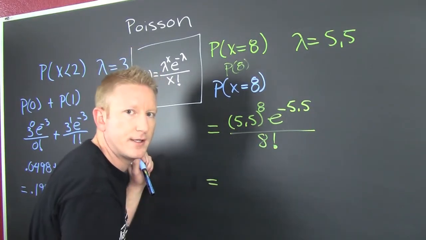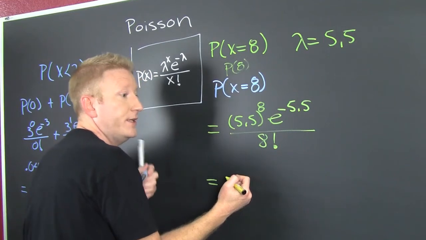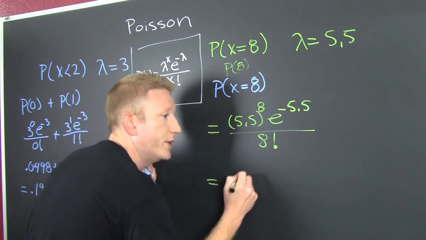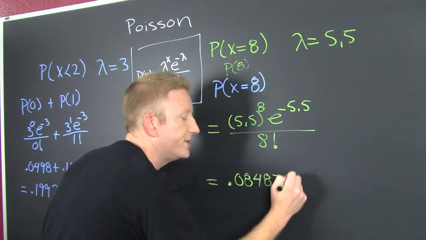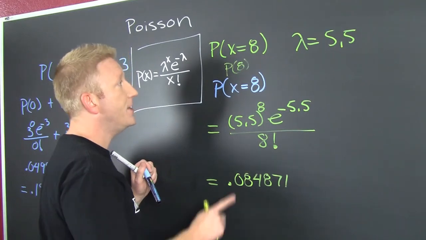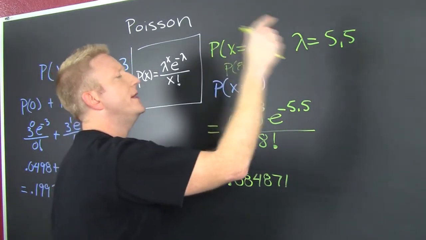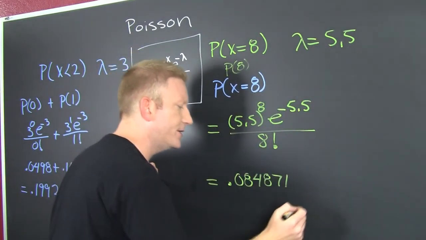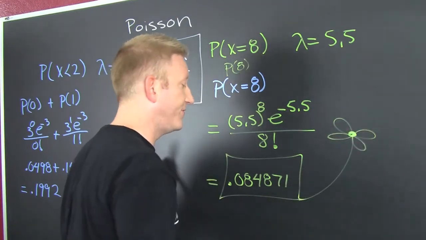So then we calculate all that. We put it in our calculators, and we find that this is going to be 0.084871. Let's see if that makes sense. 8% chance of it being exactly 8 occurrences when we usually get 5.5 occurrences? Sure, the chances are small, but we'd expect them to be around 5.